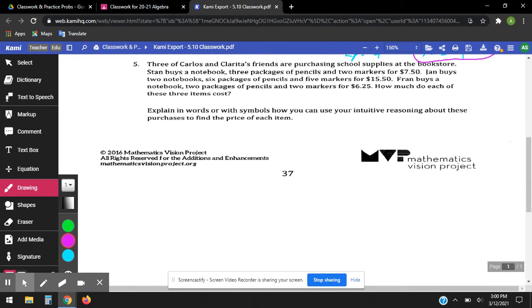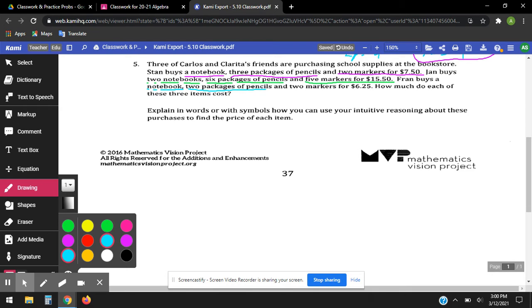So 3 of Carlos and Clarita's friends are purchasing school supplies at a bookstore. Stan buys a notebook, 3 packages of pencils, and 2 markers for $7.50. Jan buys 2 notebooks, 6 packages of pencils, and 5 markers for $15.50. And Fran buys a notebook, 2 packages of pencils, and 2 markers for $6.25. How much do each of these items cost? So this is the first time we've had 3 things.